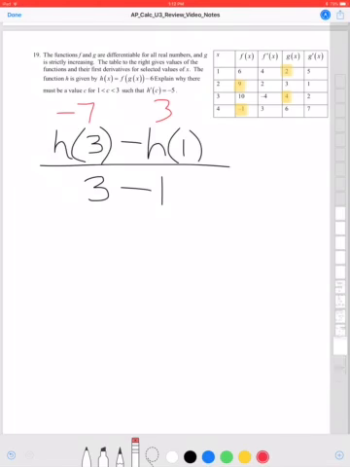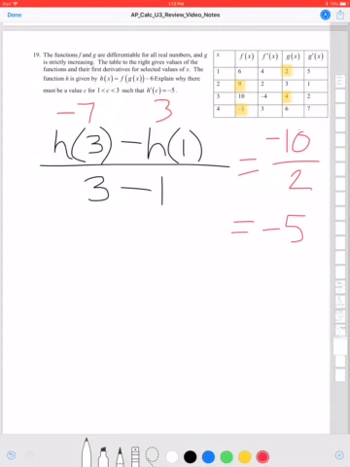Alright. So, negative 7 minus 3 is going to give me negative 10 over 2, which is going to give me negative 5.